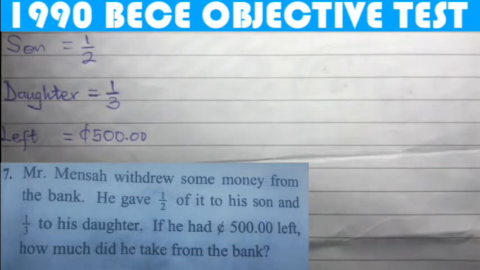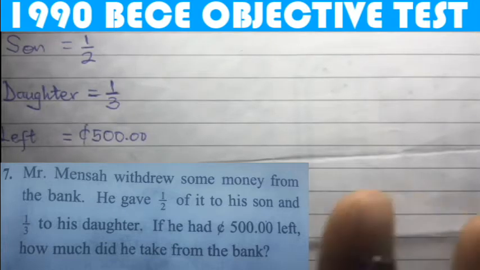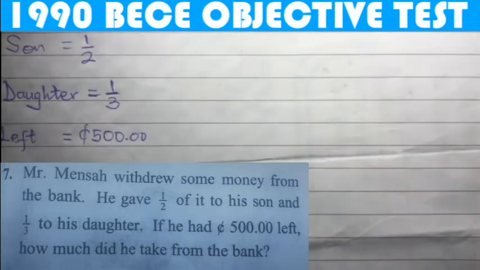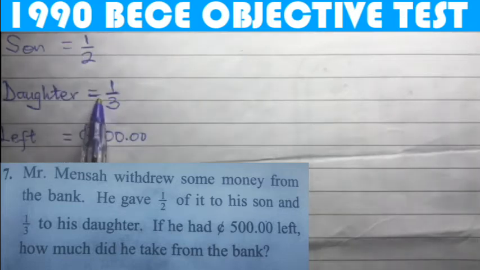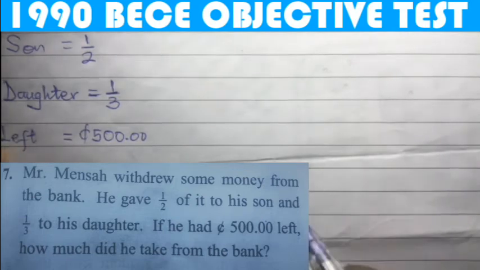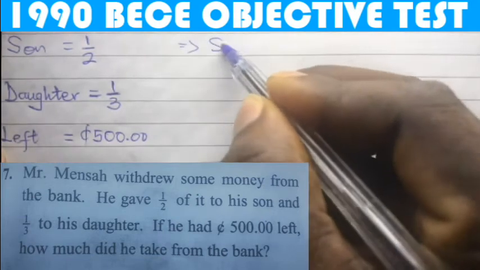That was the amount of money left after he gave his son 1 out of 2 and the daughter 1 out of 3 of the amount of money he withdrew from the bank. So let's make some analysis over here. Let's compare and contrast certain things. For us to be able to find the amount of money the man withdrew from the bank, we will need to find the sum of the fraction of money the man gave to the son and the daughter. So that's what we are going to do now.